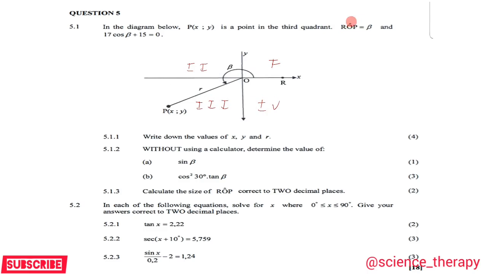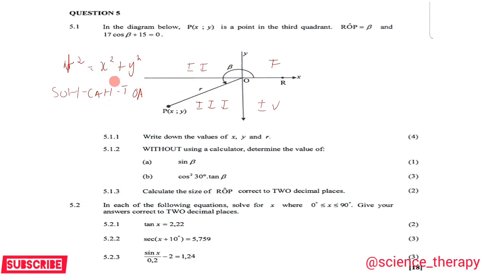Now we are given that ROP, this reflex angle here, is equal to beta, and we are given 17 cos beta plus 15 is equal to 0, right? So with this, we can see that we do not have any sides given here, besides the coordinate (x, y). Now remember, we said the two concepts that will work here are r squared is equal to x squared plus y squared, and also we need to use SOHCAHTOA, right? So these are the two concepts that work here.